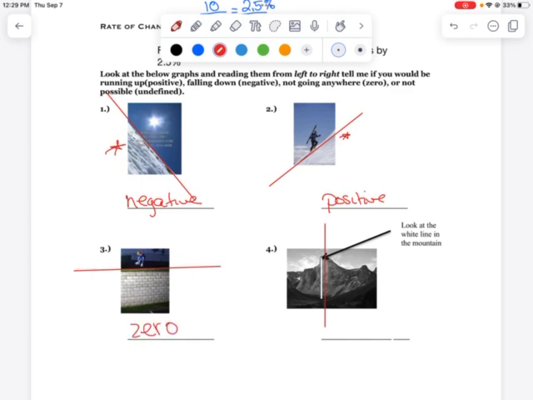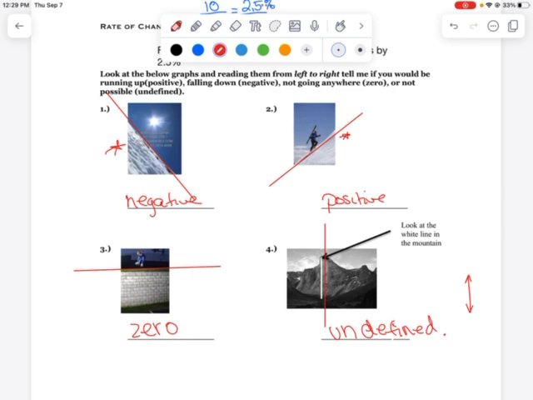Number 3 has a 0 slope. Okay, you're not going up or down, you are just essentially running on a track. And number 4 is impossible. We'll call that undefined. You cannot teleport straight up or down.